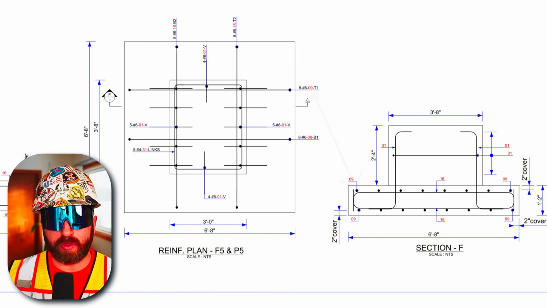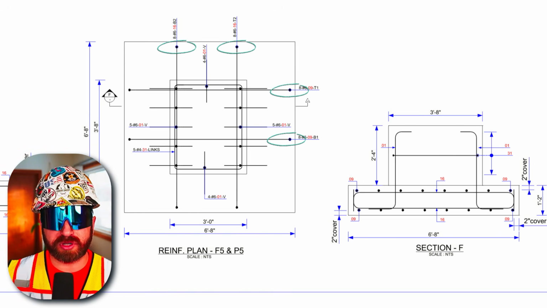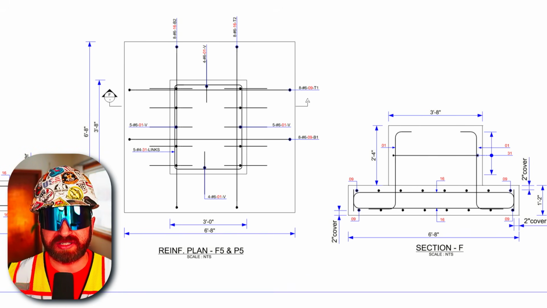Now, while looking at this, I want to point out that our plan view looks like it only calls out 1 bar at each of these locations, and that's just because there's not enough space to detail out every bar on the plan view. So as a reminder, the first number in this bar sequence is the quantity of bars. These lines indicate that the bars run from this point to this point along the line.